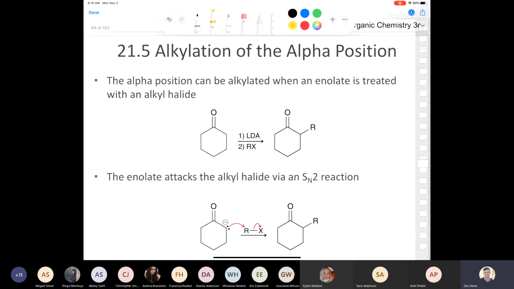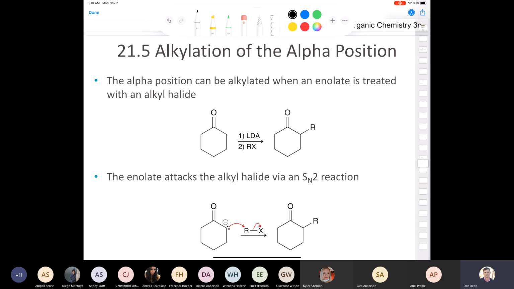And the section is 21.5, alkylation at the alpha position. It says the alpha position can be alkylated when an enolate is treated with an alkyl halide, right? The first step that's being presented here is nothing new to you.